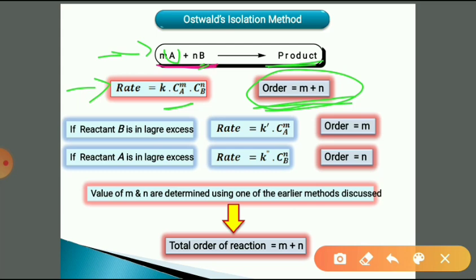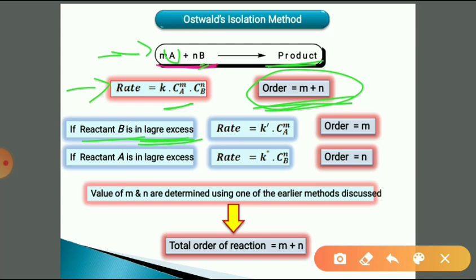This method involves the isolation of one reactant by taking it in small concentration, and taking the other reactant in a large excess, so that it does not affect the rate of the reaction. So for that we have to consider two cases. In the first case, the reactant is in large or excess amount, so that its concentration does not affect the rate of the reaction.